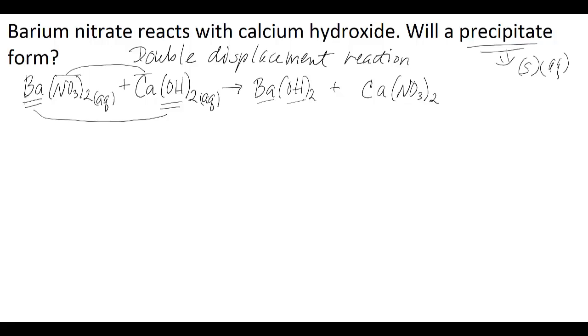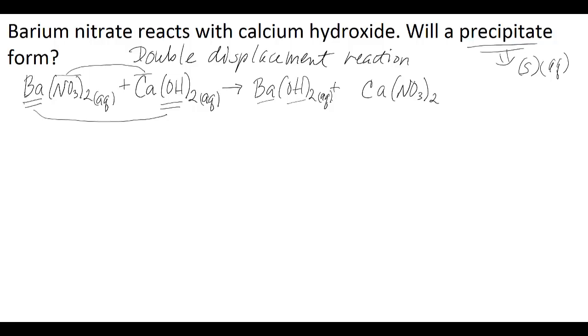So you have a hydroxide of barium in this case. So you can confidently say you'll have an aqueous subscript there because you won't get precipitation. Barium hydroxide is soluble. And then you can look at your calcium nitrate.